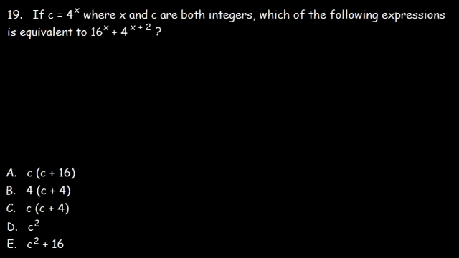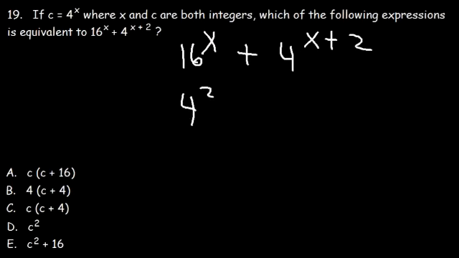Let's start with the expression 16 raised to the x plus 4 raised to the x plus 2. Now, we can rewrite 16 as 4 squared. In order to convert x into c, we need the base 4. So let's convert 16 into base 4. So 16 is 4 squared.